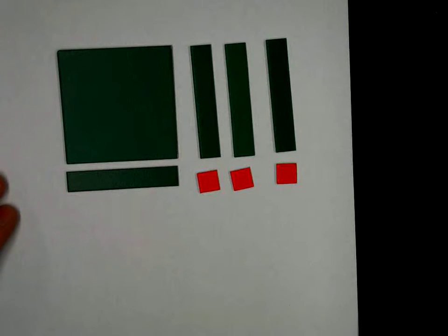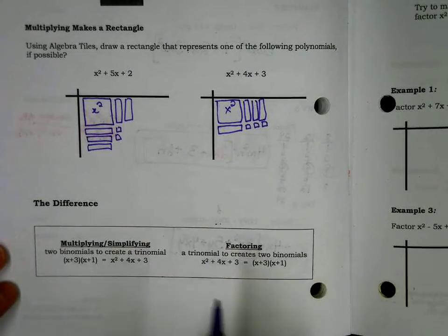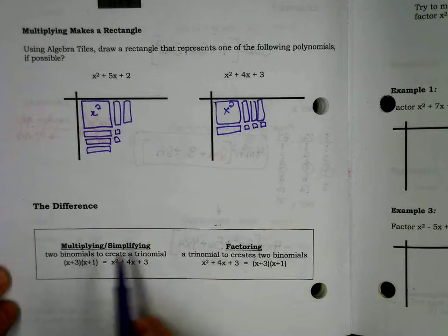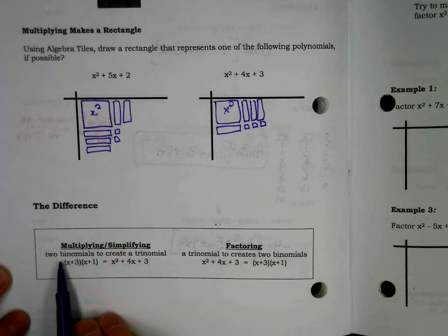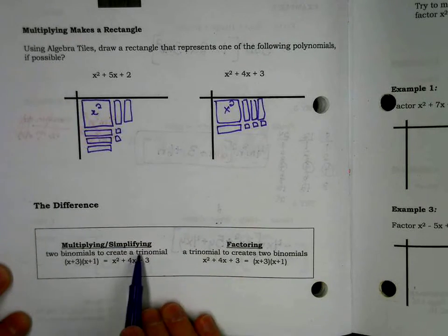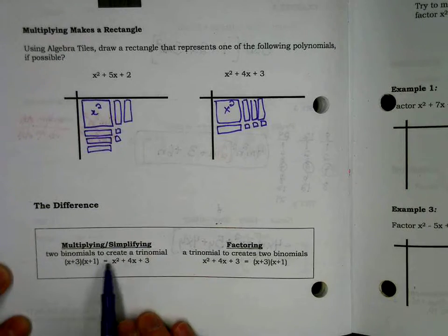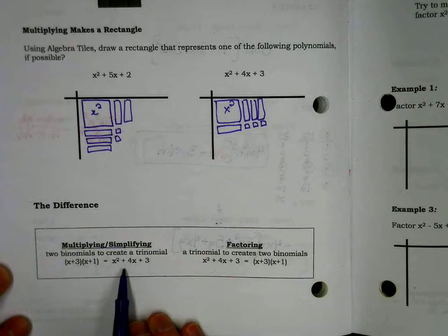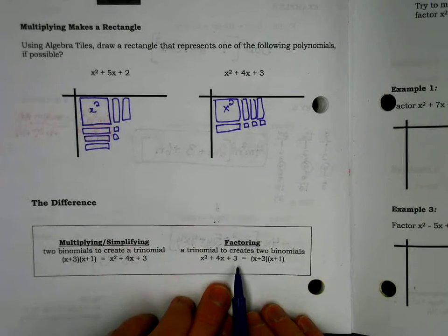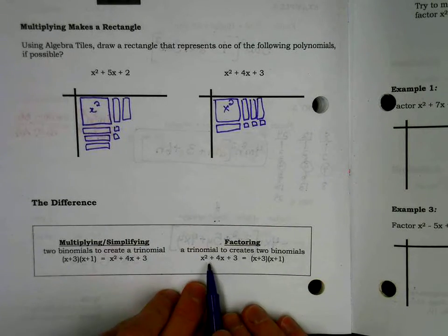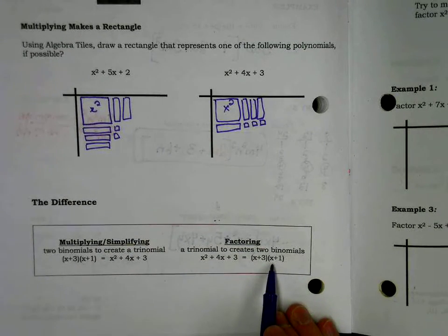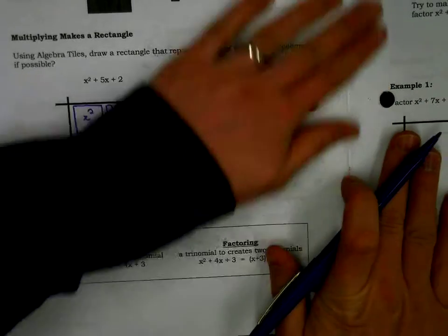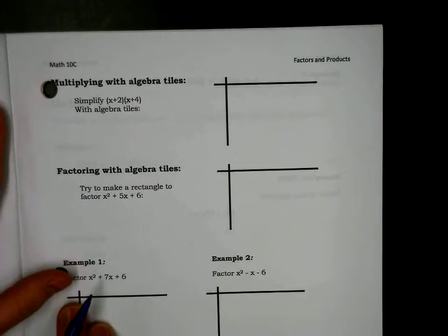Let's go back to our notes and remind ourselves of the difference. Last day we were continuing the idea of factoring, but there is still the idea of simplifying or multiplying. Two binomials multiply together to create a trinomial. X plus 3 times x plus 1 creates your trinomial. That's simplifying or multiplying. Factoring pulls them back apart into a product. It's very strange to see an x squared plus 4x plus 3 turn into a product, but it is possible. If you'd like to use your algebra tiles, great. Otherwise, you can follow along with sketches.